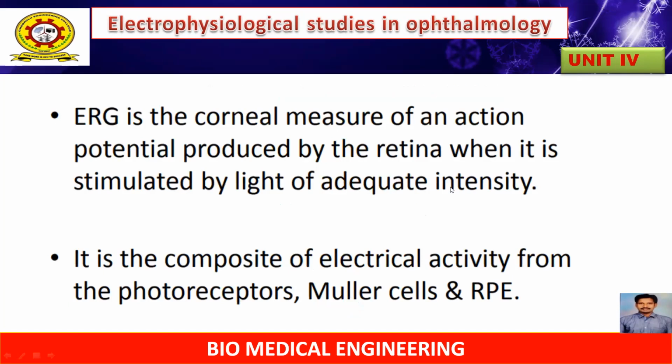So what is the significance or meaning of the ERG? Read the statement. ERG is the corneal measurement of an action potential produced by the retina when it is stimulated by light of adequate intensity. So this is the ERG. What is the principle of ERG? This ERG is used to test the response of the retina of the eye to the light.